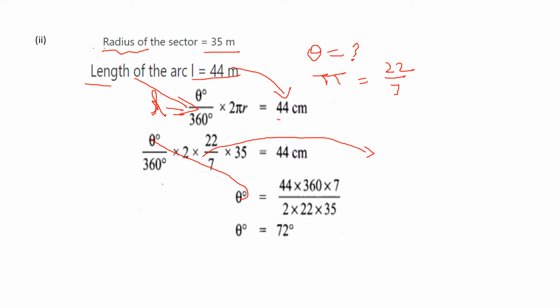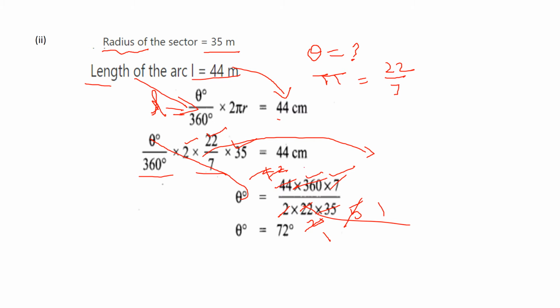So 360 and 7 will come multiply, and 2, 22, 35 will come to divide. So again you cancel it here, 2 11s are 22, 4 11s are 44. 1 2 is 2, 2 2s are 4. Again 1 2 is 2, cancel it. Again 7 table, 5 7s are 35, 1 7 is 7. Again 1 5 is 5, 360.